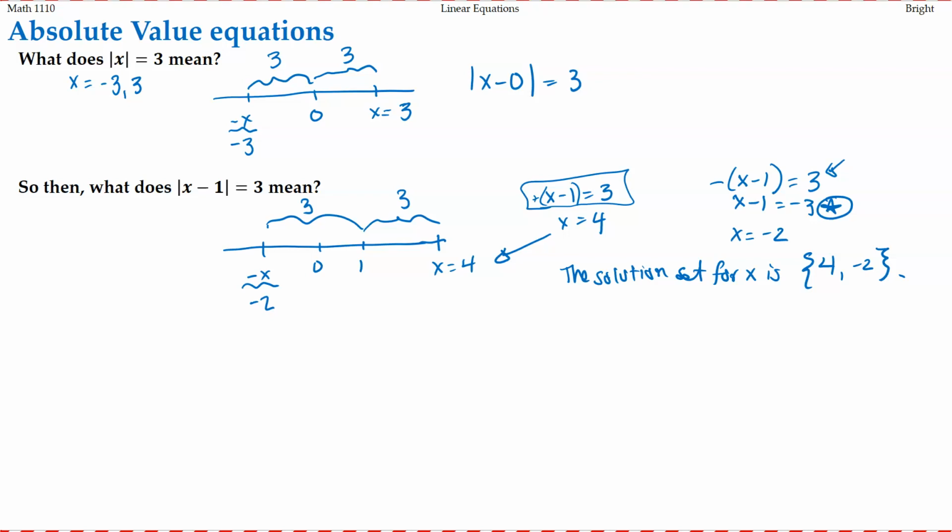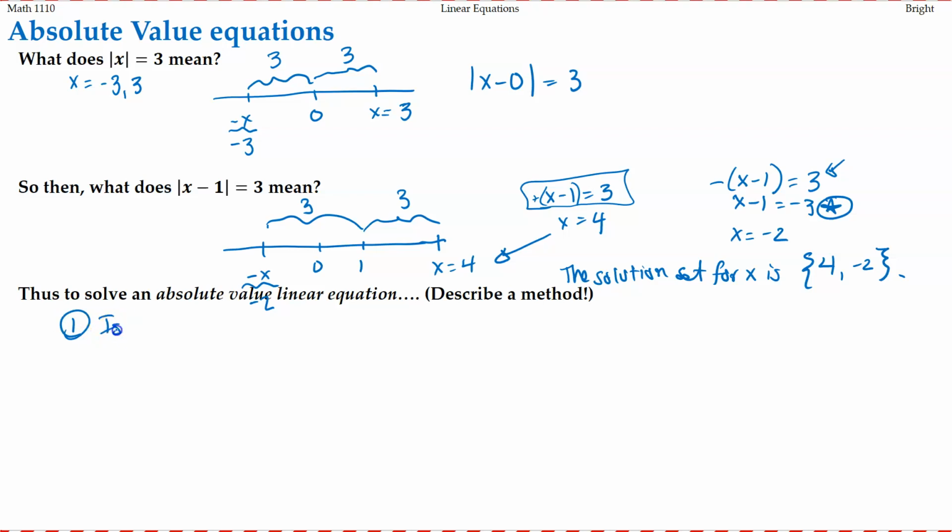Okay, so then if we think about how to solve an absolute value linear equation, really what we are going to try to do first is isolate the absolute value, and I'm abbreviating here, absolute value. Okay, just because in this instance, it is easiest for us to see that on a number line.